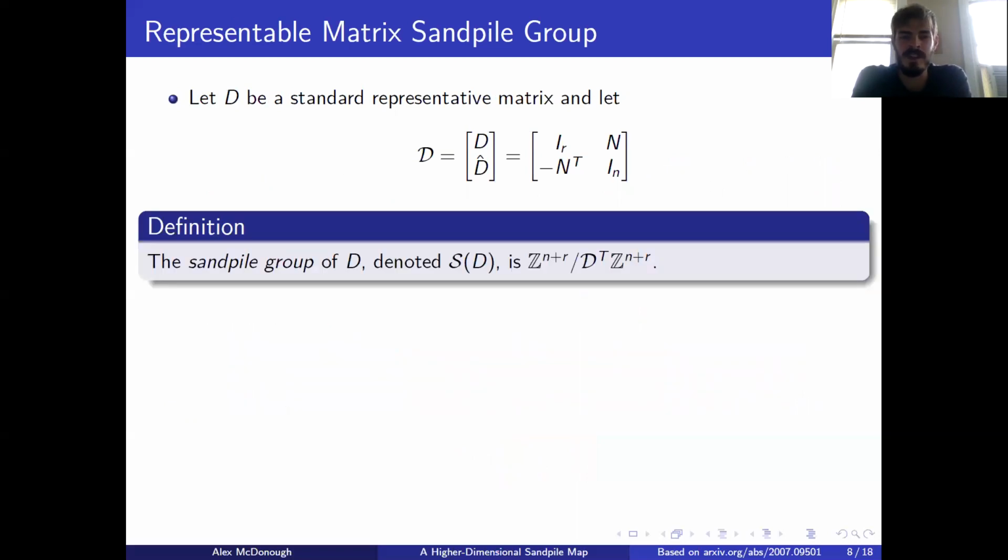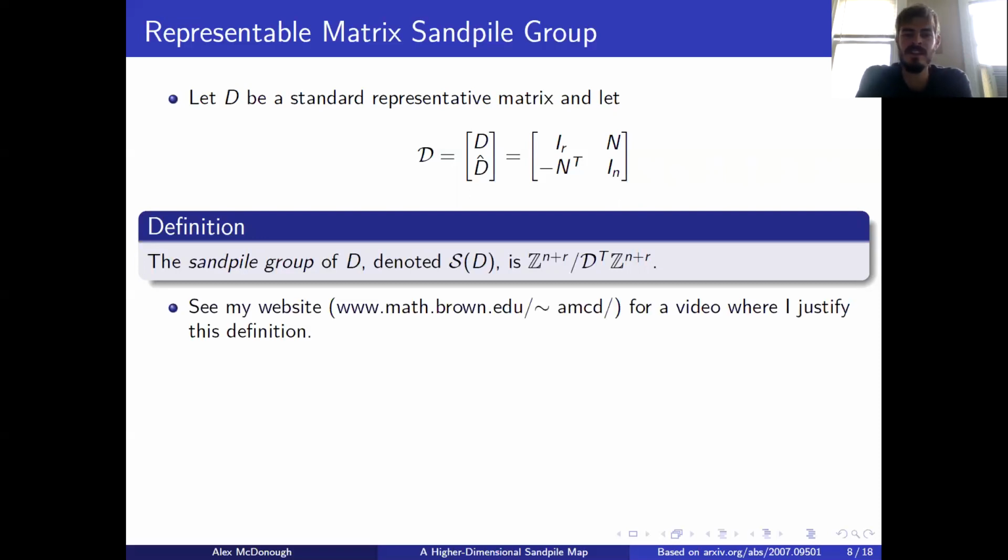All right, so we have D, we have curly D. Now we have the sandpile group of D. So the sandpile group of D, which is denoted S of D, is going to be Z to the n plus R divided by curly D transpose times Z to the n plus R. Now, what does that mean? That means that it's the set of all lattice points in n plus R dimensional space, where we say that two of these lattice points are equal if you can get from one to the other by adding some integer linear combination of rows of curly D. That's all it means.